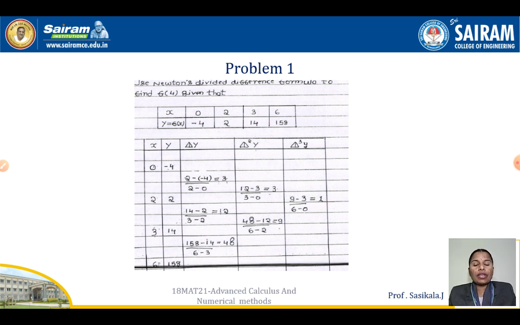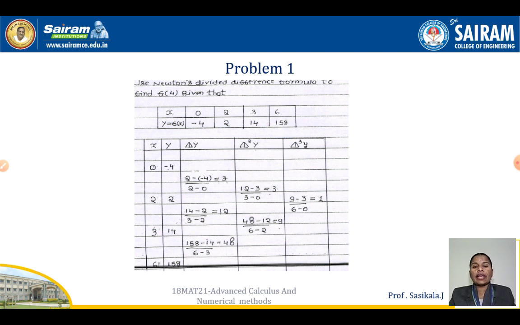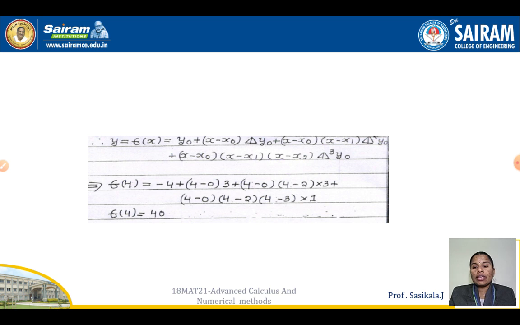So that's all. We have reached only one single value, so you can stop the difference table. Now write the formula. Y is equal to f of x, which is equal to y0 plus x minus x0 into divided difference of y0 plus x minus x0 into x minus x1 into divided difference squared of y0 plus etc. So all the values are taken with the divided difference of the first value as per the formula. The divided difference of y0 is nothing but 3. The divided difference squared of y0 is 3 here, and the divided difference cubed of y0 is nothing but 1.